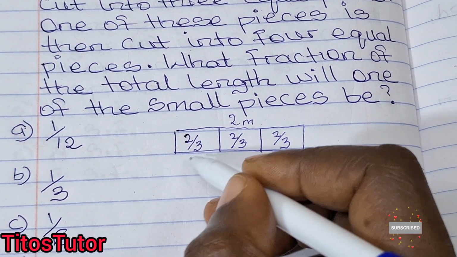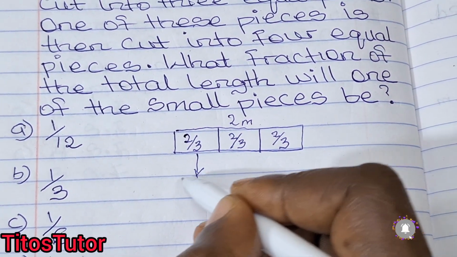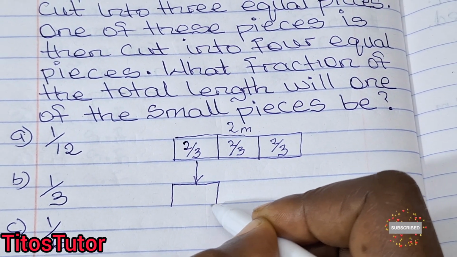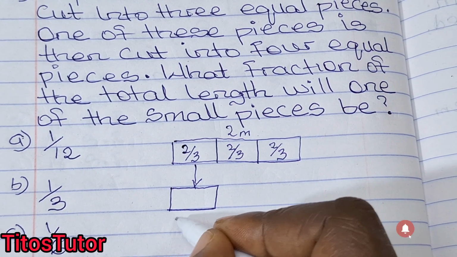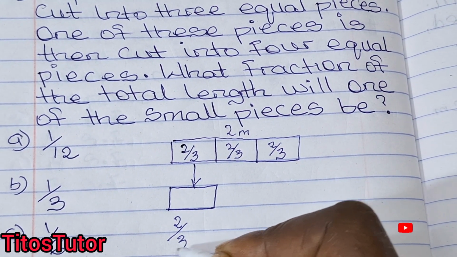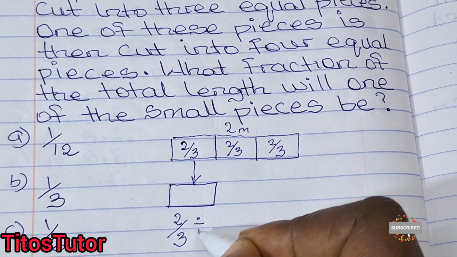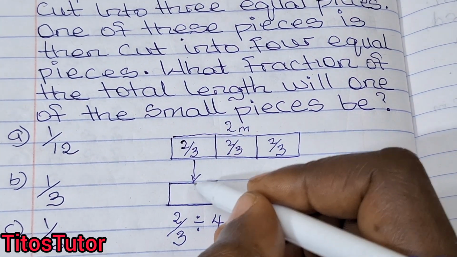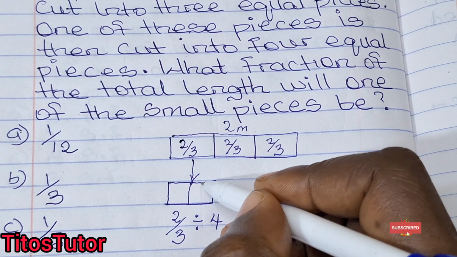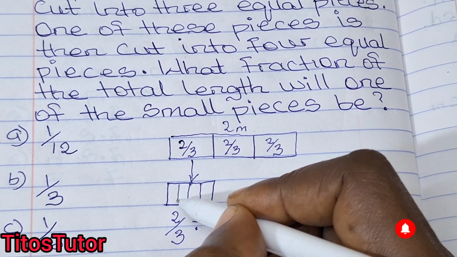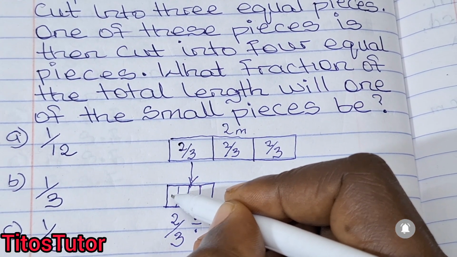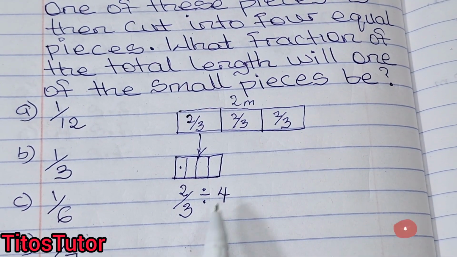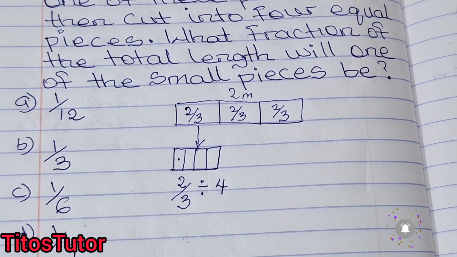and divided into 4. So I'm going to pick one of it, which is 2/3, is then divided into 4. Okay, so let's divide this into 4. Into 2 first, then into 4. So I'm looking for the fraction of just one of it. So solving this will give me the fraction of one of it.